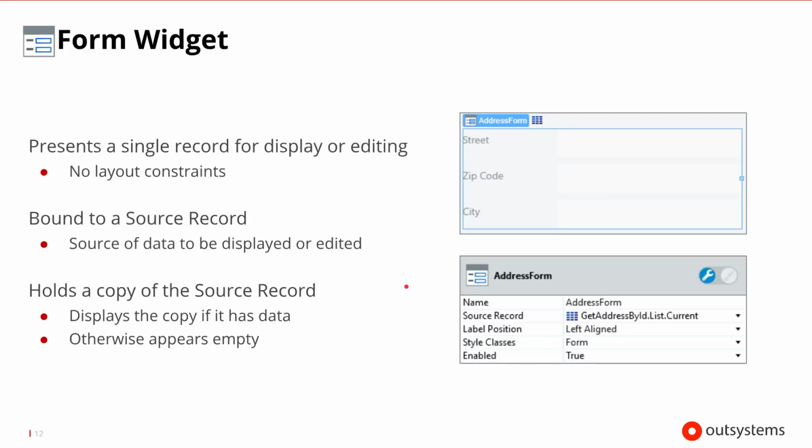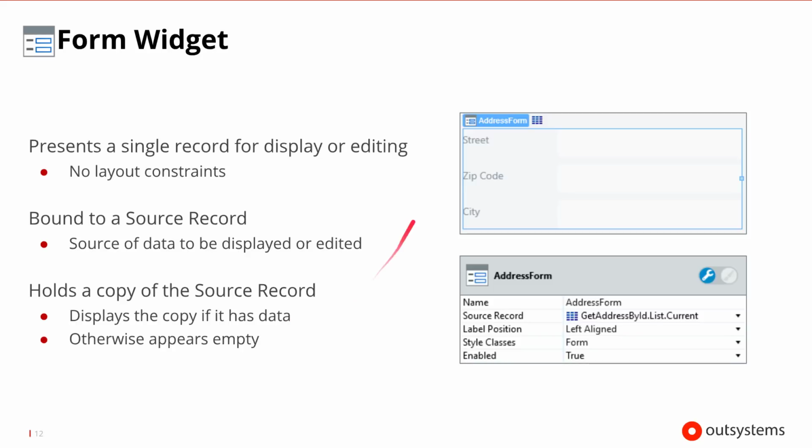So those are the inputs that end up going into a form. And the form will present a single record for displaying or editing, and there are no layout constraints. All we'll do is bind this to a source record, and then that data will be displayed. And once it is displayed, people would be able to change that information and save it again. So the form widget is holding a copy of a source, and it'll display the copy if it needs to. If there is nothing inside of the source record, then the form is going to appear empty.